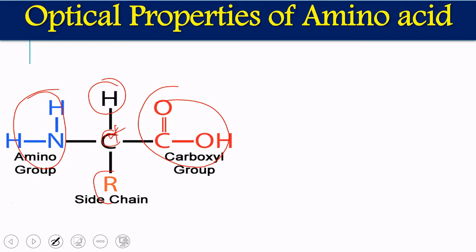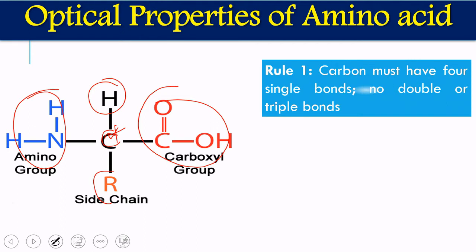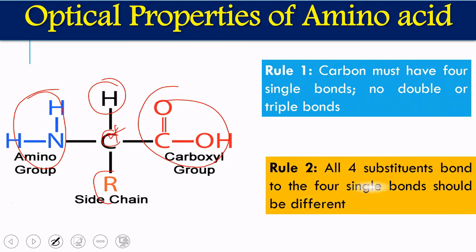So whenever we have an asymmetric carbon, it can show optical isomerism. So the two rules for asymmetry are: the carbon must have 4 single bonds, no double or triple bonds, and all 4 substituents on those bonds should be different groups. So in this case, this is the alpha carbon, except in glycine, because in glycine R equals hydrogen. So glycine does not follow my second rule, meaning all the 4 groups are not different. That's why the other 19 amino acids show optical properties, because they have at least one asymmetric alpha carbon.